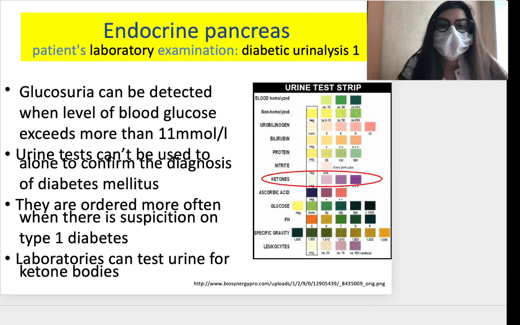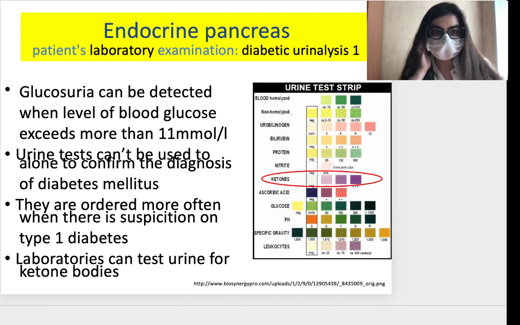Okay, in diabetic urine analysis, we check urine glucose. It can be detected when the level of blood glucose exceeds 11 millimoles per liter. A urine test can't be used alone to confirm the diagnosis of diabetes mellitus, just in complex with blood testing. They are ordered more often when there is suspicion of type 1 diabetes mellitus.